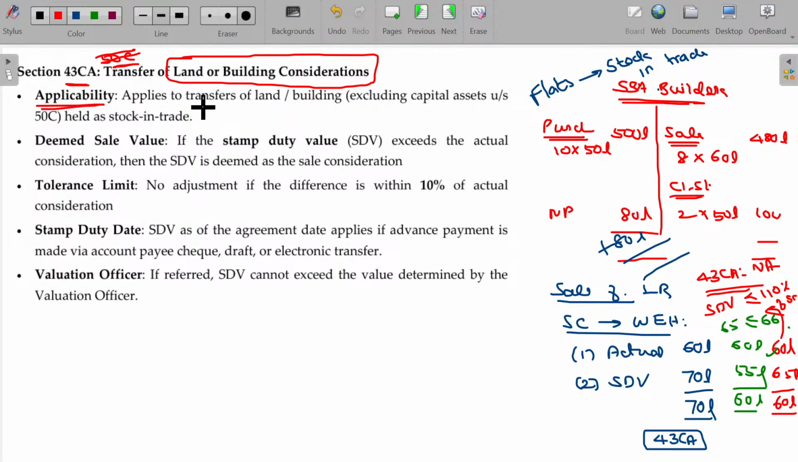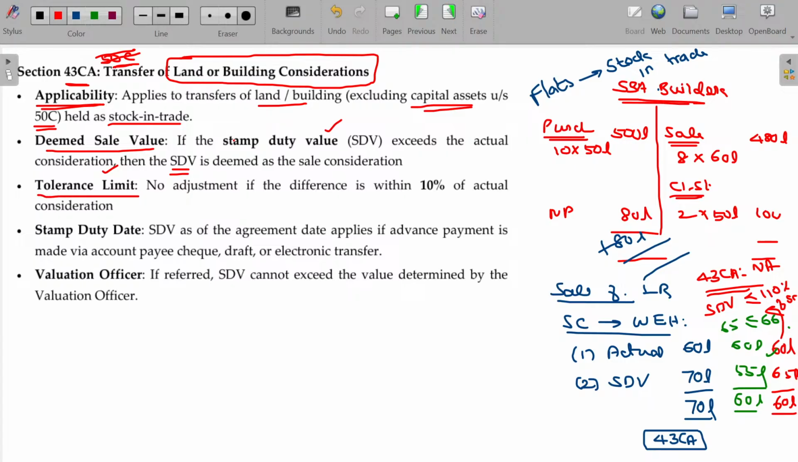Applicability applies to transfer of land and building, excluding capital asset. In case of a capital asset, a similar provision applies under section 50C. If it is held as stock in trade, then section 43CA will be applicable. Here the deemed sale value is the stamp duty value if it exceeds the actual consideration. This means stamp duty value or actual consideration, whichever is higher, will be taken. Stamp duty value is deemed to be the sale consideration.